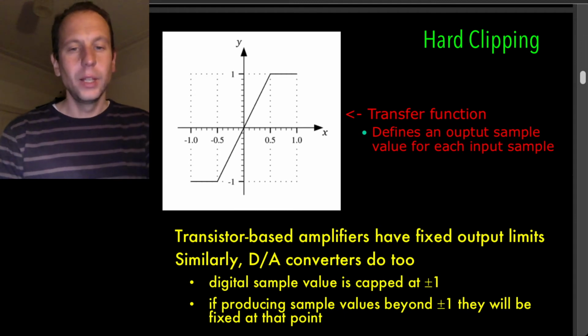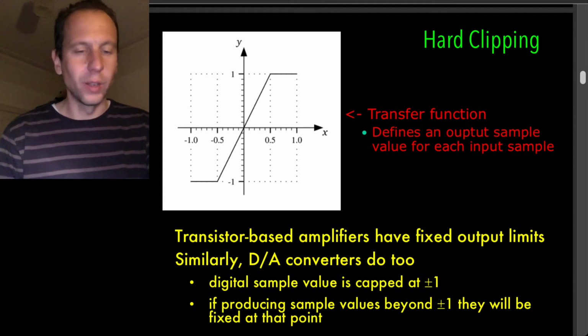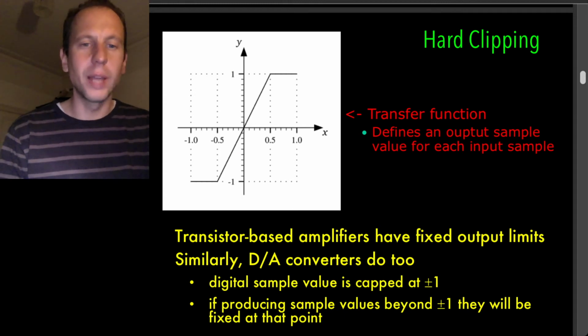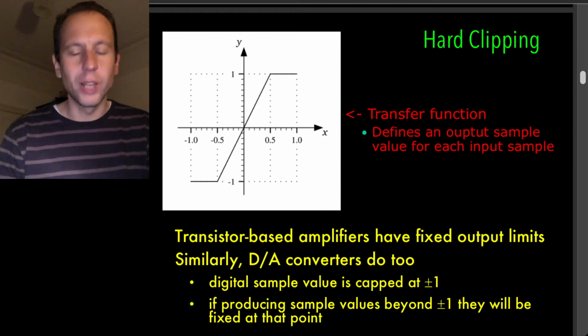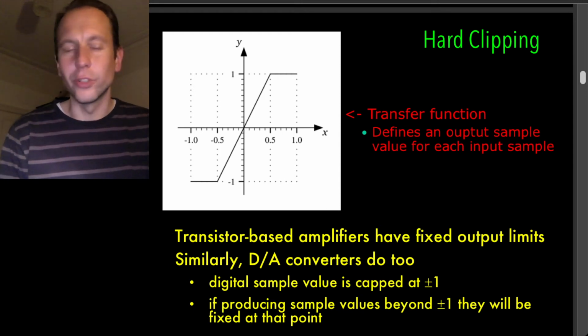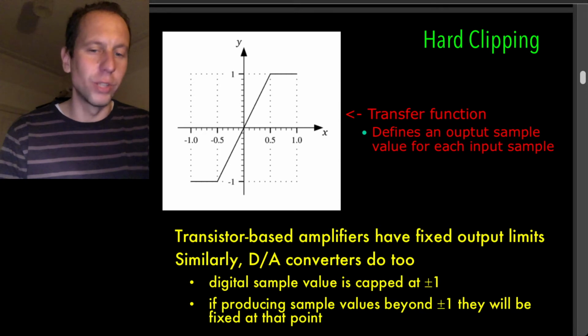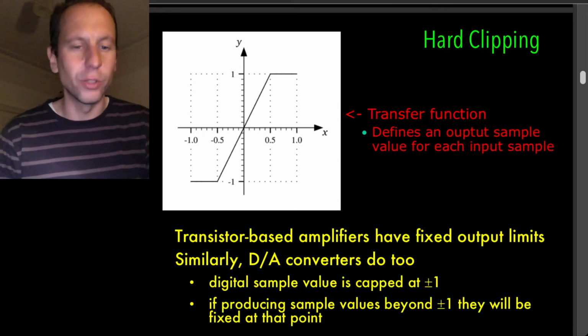Okay, fairly evident, signal clips, that's what you get. It happens in amplifiers that are transistor based. They have fixed output limits, and DA converters have the same thing. Once you exceed the level, that's that, you are distorted.